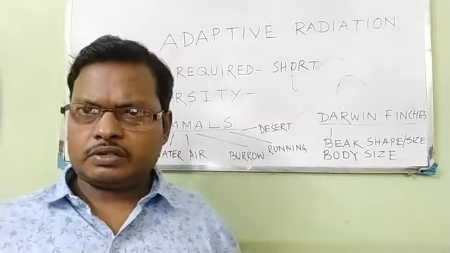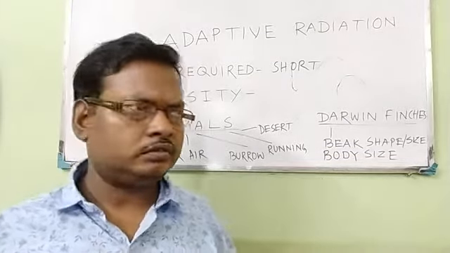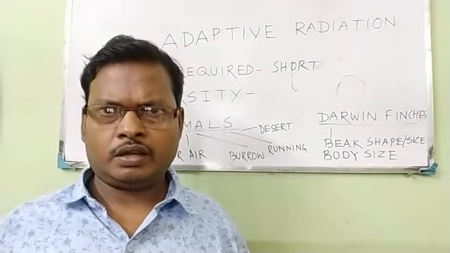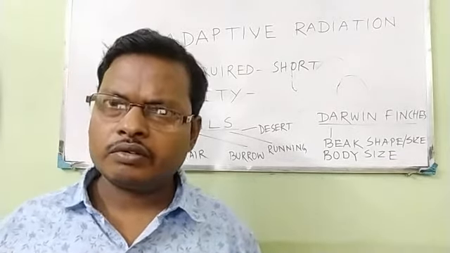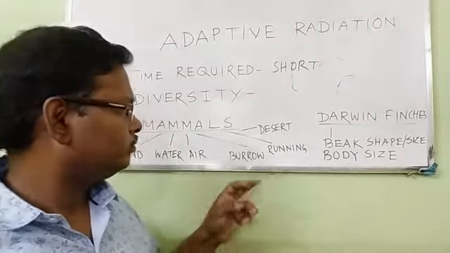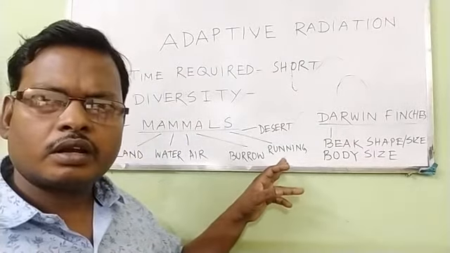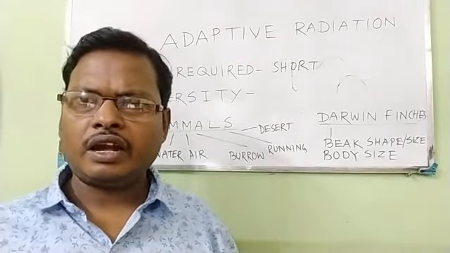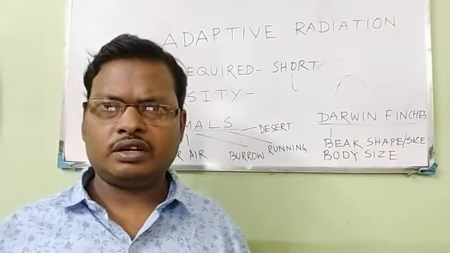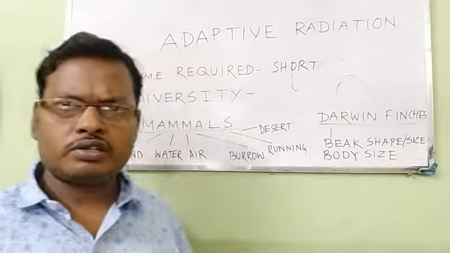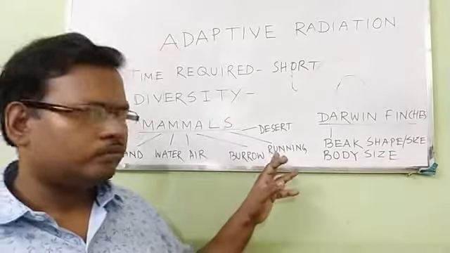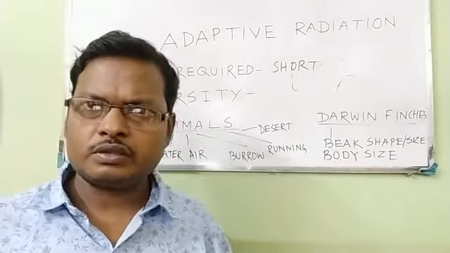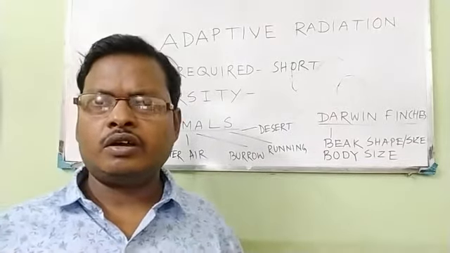The running mammals, horses, zebra, develop splint bone in their legs for running swiftly and for sustained long duration running. They develop a specific body shape and stamina for running.